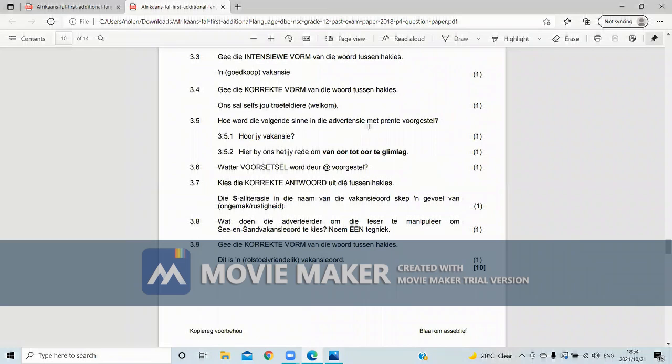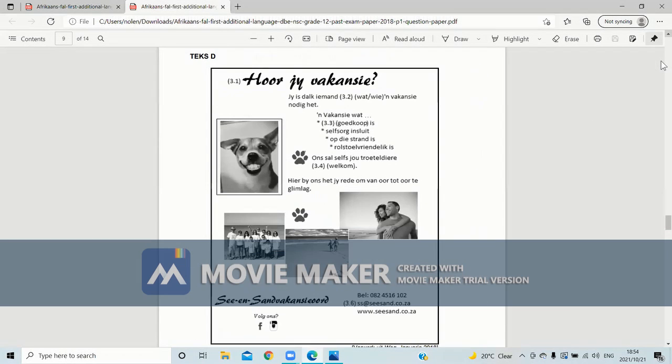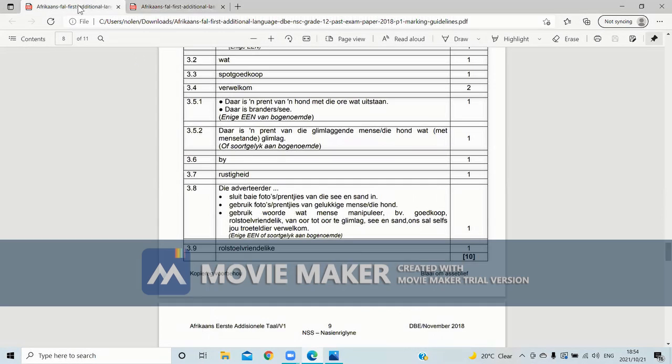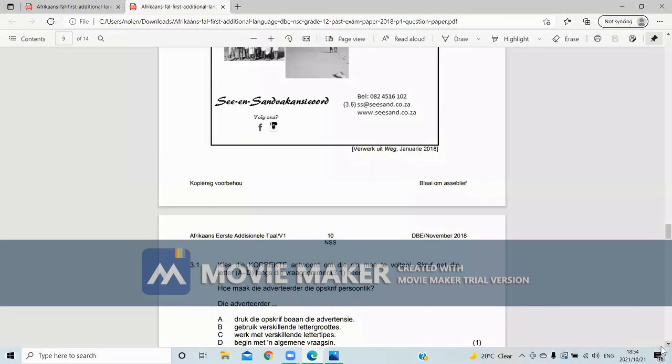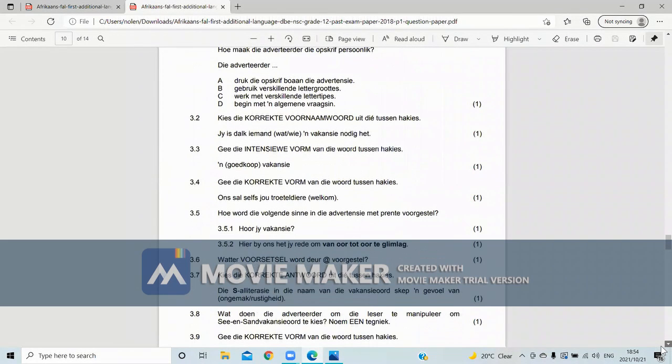Hoe word die volgende sin in die advertensie met prente voorgestel? So how are the following sentences in the advert suggested with pictures? Hoor jy vakansie? So do you hear vacation? I'm going to imagine something with an ear. So yeah, the little doggy ears. So daar is 'n prent van 'n hond met ore wat uitstaan. So it's a picture of a dog with ears standing up, because think about it in an obvious way. So do you hear something? There would have to be ears, or something like that.